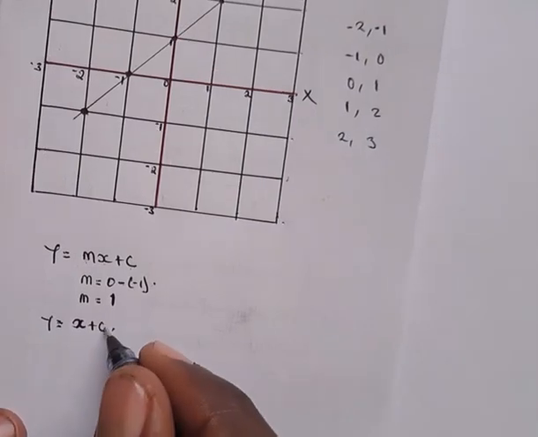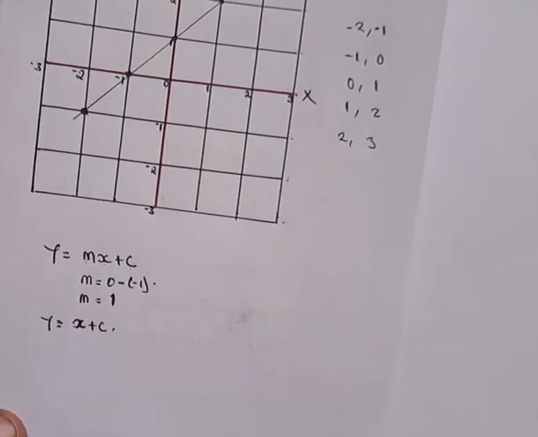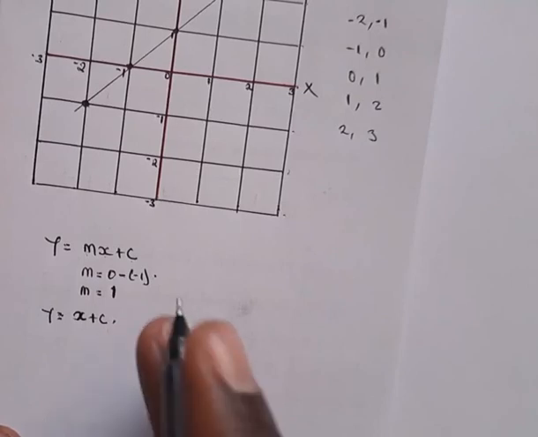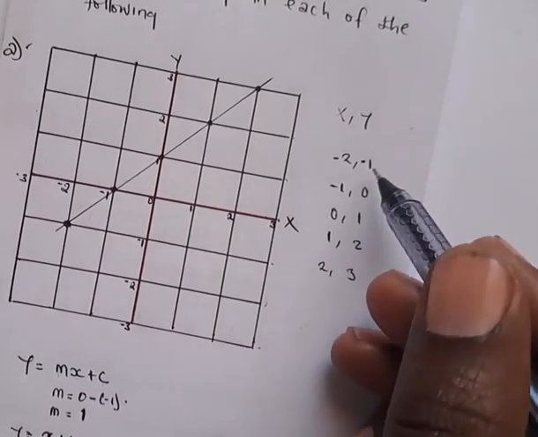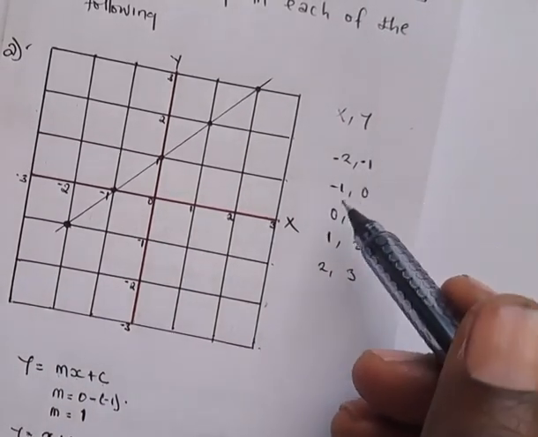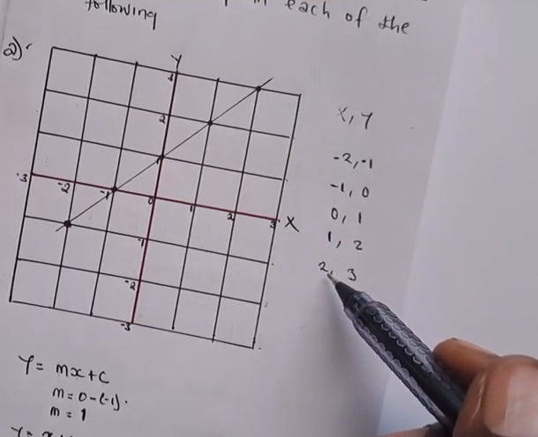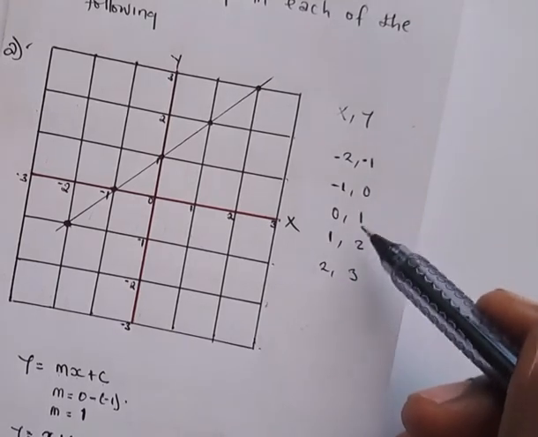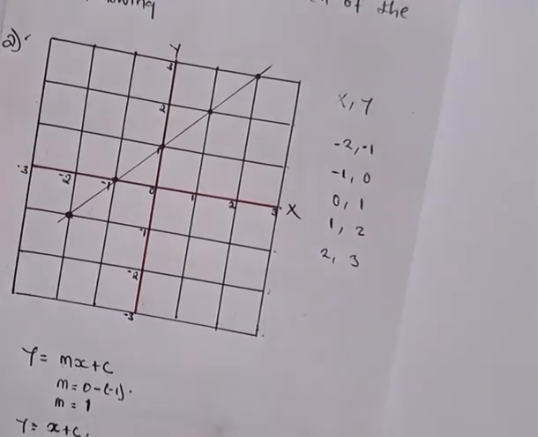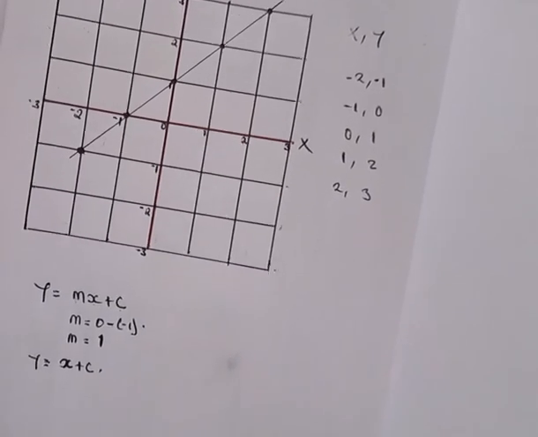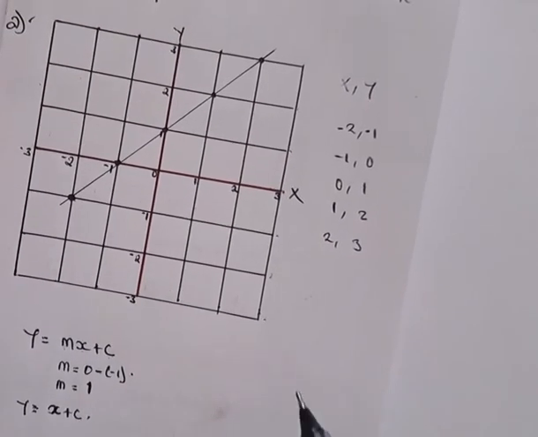So now from here, what do we want? We want to find the value for c. Now in finding the value for c, again, we need to pick any of the pairs that we have here. We have -2, -1, -1, 0, 0, 1, 1, 2, 2, 3. So we can pick any of the coordinates, and then where there is y, we replace it with the value for y in those coordinates, and x again, just like that. And then we're going to collect the like terms. So this is what I mean. So let us pick which one.